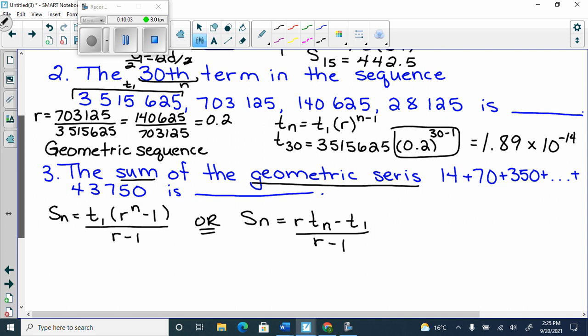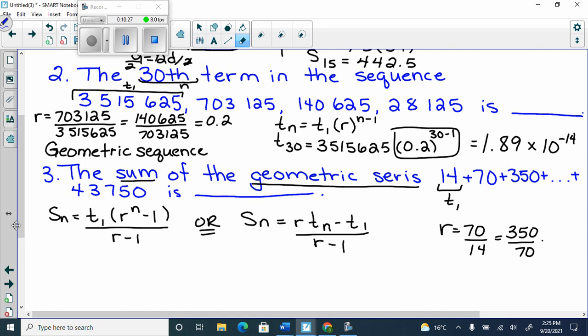So, I'm given T1. Woohoo! That narrowed down nothing. Both of them have T1s. All right. Both of them need R's. I'm going to get R. So R is going to be 70 divided by 14. Hopefully it's the same as 350 divided by 70. Which should be 1/5. No, it should be 5. Yeah. Wow. I'm really thinking that's fractional. 5.